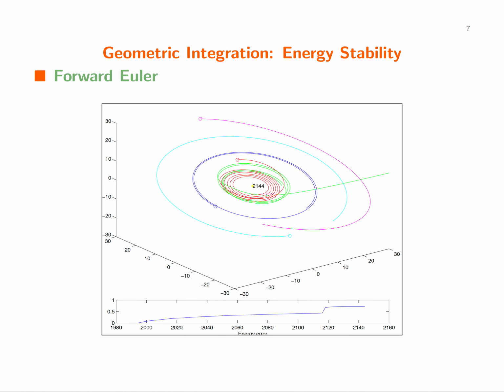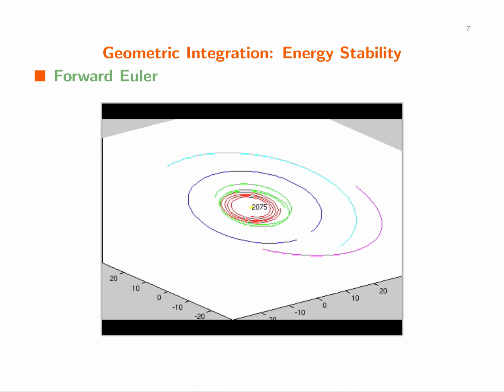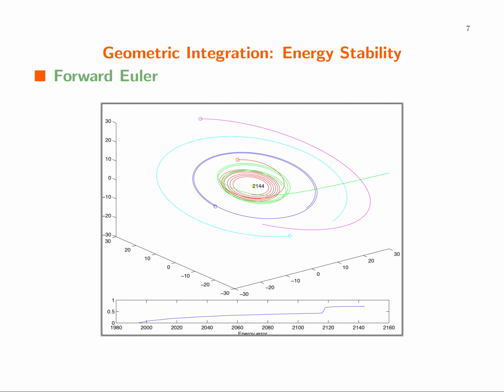Let's see what happens when you actually apply each of these methods to this model of the solar system described by the n-body problem. So this is with the forward Euler method. And what you see here is that the trajectories are slowly expanding, and eventually one of the planets gets ejected out of the solar system.